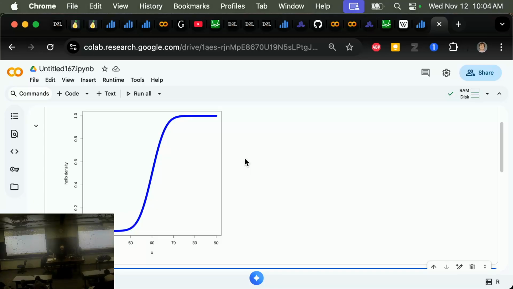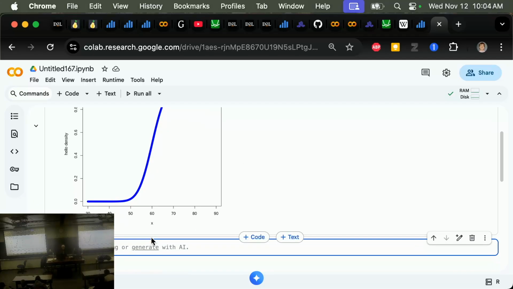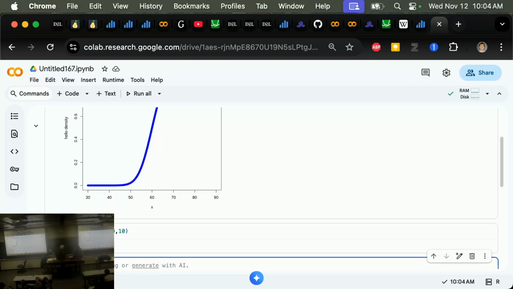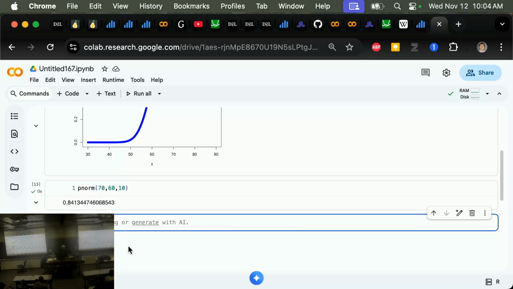So you can get all sorts of things. You can type in to get the values. Let's get the P norm. What's the probability that it is less than, let's do 70? That's 1 standard deviation above the mean. That's the P norm function, and when you run it, you get 0.841. This would be on your sheet as well, but it's just another way to do it with the computer.